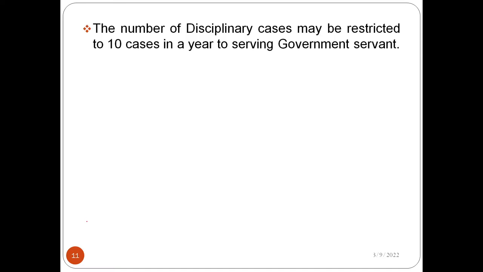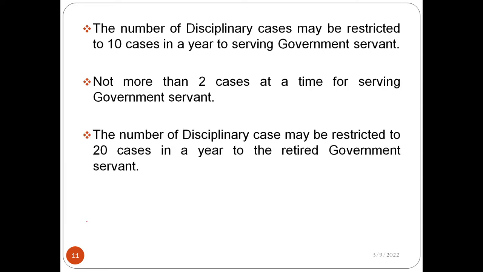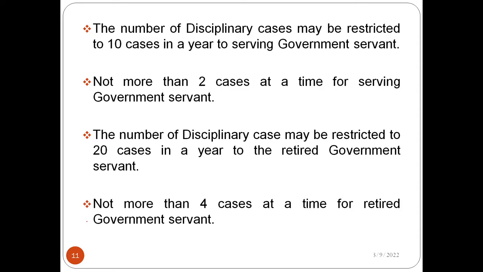The number of cases may be restricted to 10 cases in a year for a serving government servant, not more than 2 cases at a time for a serving government servant. The number of disciplinary cases may be restricted to 20 cases in a year for a retired government servant, not more than 4 cases at a time for a retired government servant.